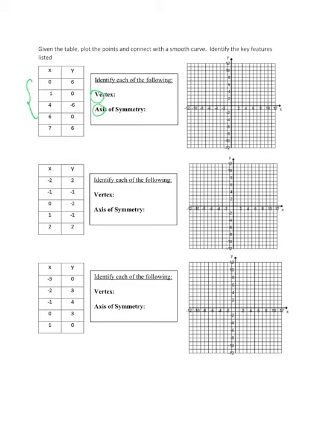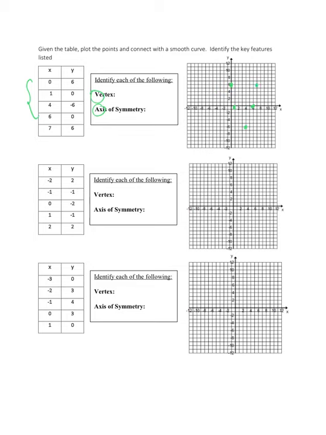Okay, so my first point is 0, 6. So over 0, up 6. Then we're going to go to 1, 0. Over 1, up or down 0. Then we're going to go to 4, negative 6. So we're going to go right 4, down 6. All right. So I'm going to make these points a little bigger for you guys. Then we're going to go 6, 0. So that's right 6, up or down 0. Then we're going to go 7, over 7 to the right, up 6.